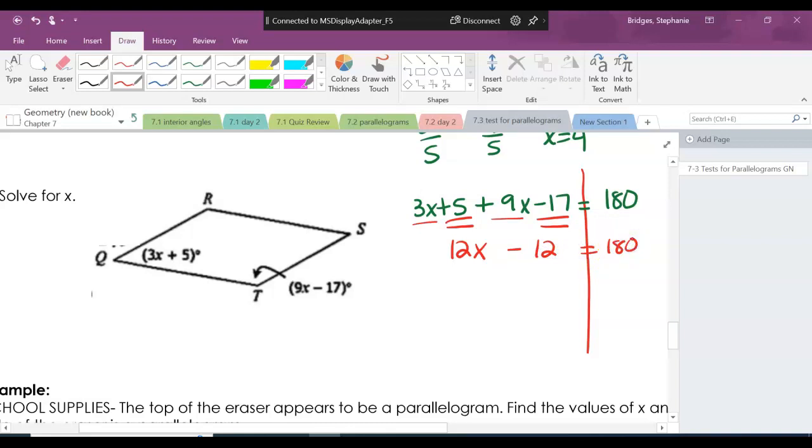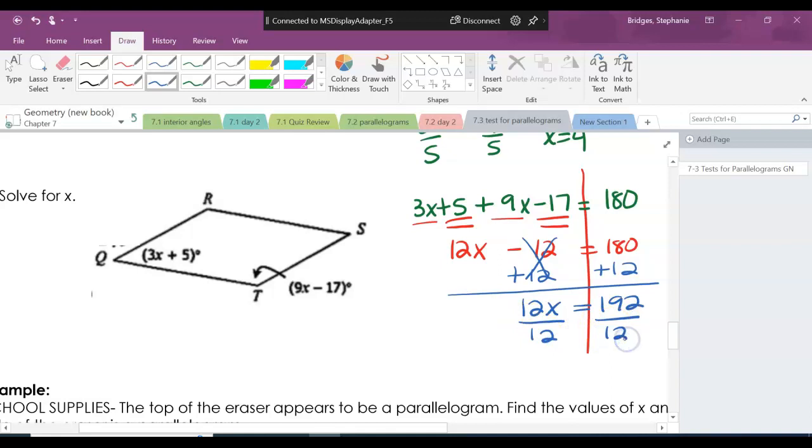All right. We're going to solve for x. We're going to add this 12 over. And then I'm going to divide both sides by 12. And what does that give me? There you go. So x equals 16.